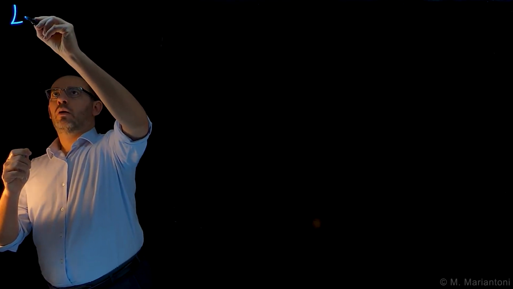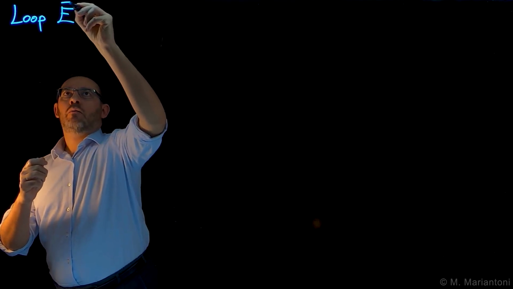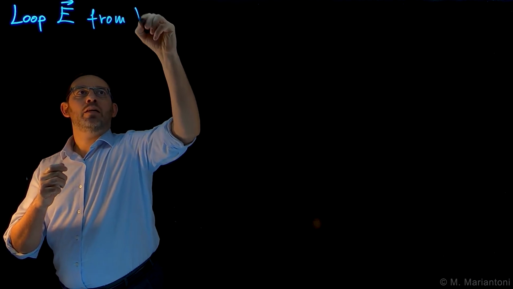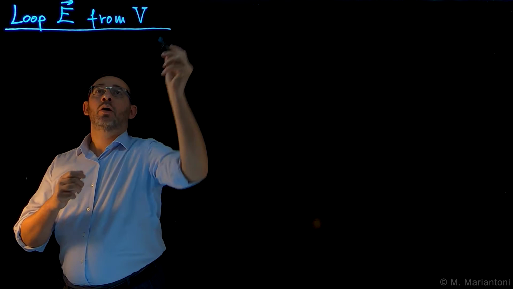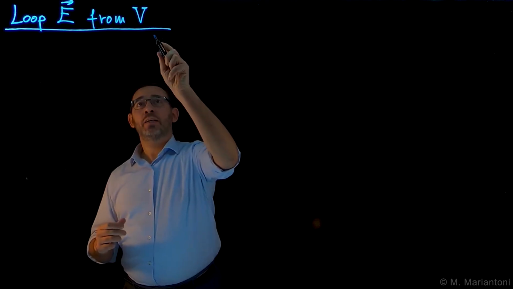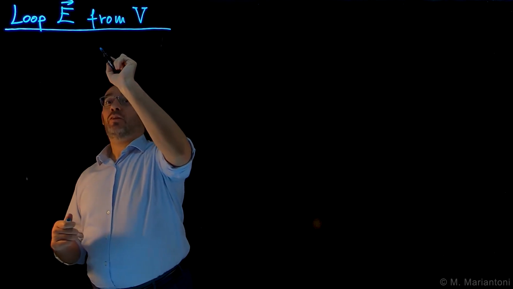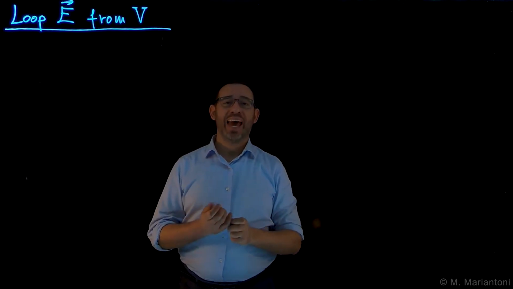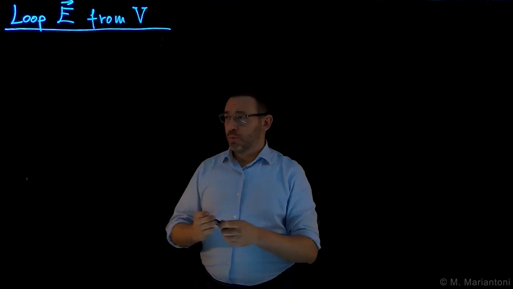The name of this video is E from V. That is, we intend to first find the electrostatic potential V, and from V to find the electrostatic field E. For what problem? A problem we already encountered in a previous video, which is that of a charged loop.